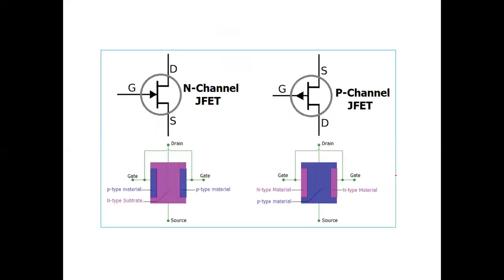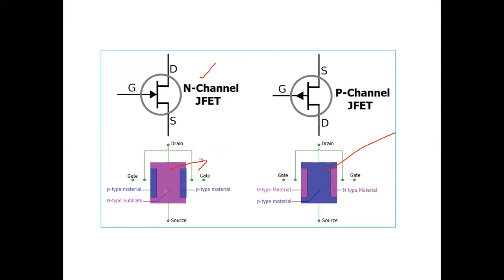JFET. Based on construction, JFETs are of two types, N channel and P channel. N channel means the substrate material will be N type. If it is P channel, the substrate will be P type. That is the concept. Based on the substrate, we define the channel, which is a major part of this FET.